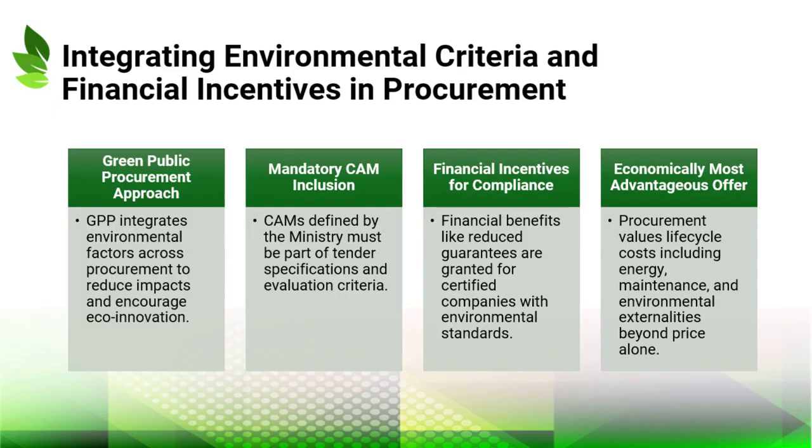Green public procurement, GPP, goes beyond basic purchasing by integrating environmental criteria and financial incentives throughout the procurement lifecycle. In Italy, CAMs, minimum environmental criteria, defined by the Ministry of Ecological Transition, must be included in tender specifications and evaluation criteria, ensuring that sustainability is prioritized in every contract.